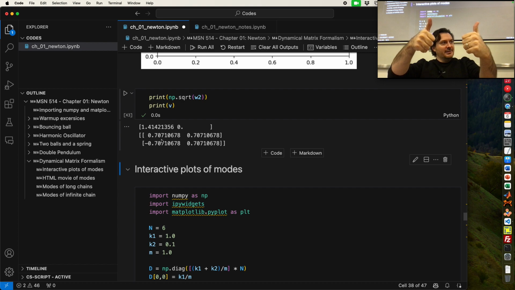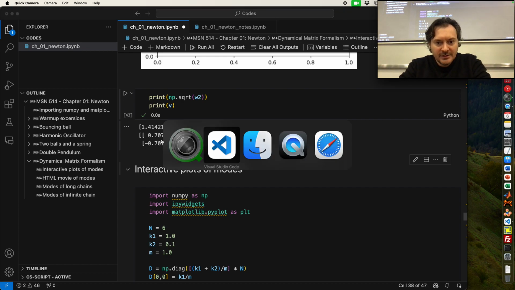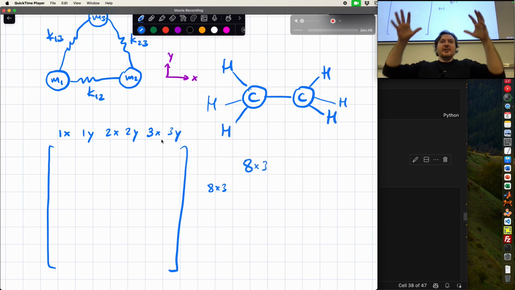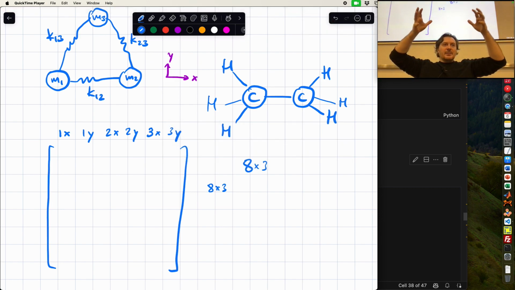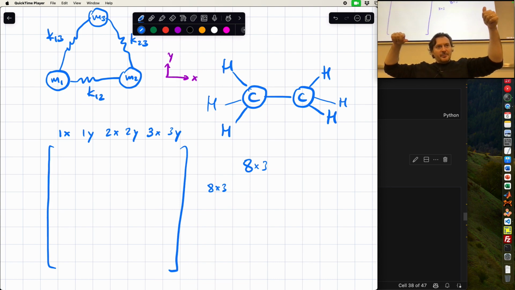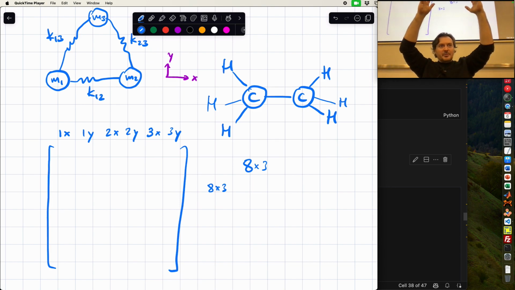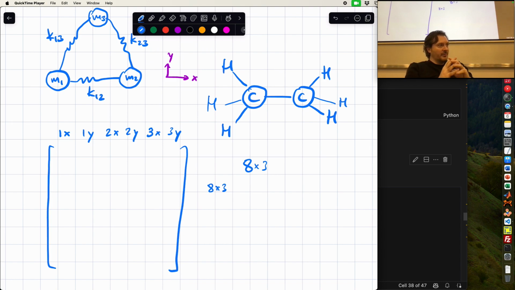Good? Yes? Now, in ethane, I can take the whole thing, I can move it in x direction, and there will be no restoring force. So 1 0 mode comes from there. I can take it and move it in y direction, there will be no restoring force. So another 0 mode comes from there, and I can move it in z direction. Another 0 mode comes from there. Good?